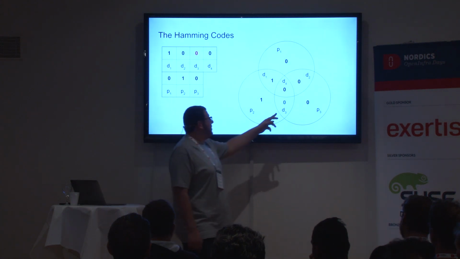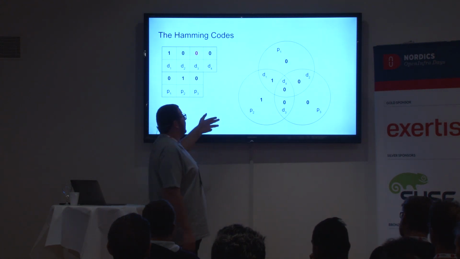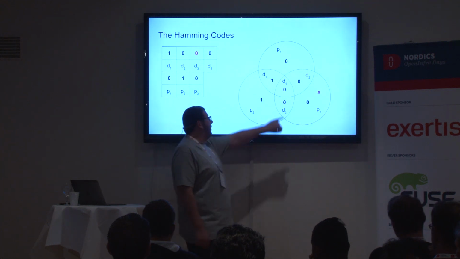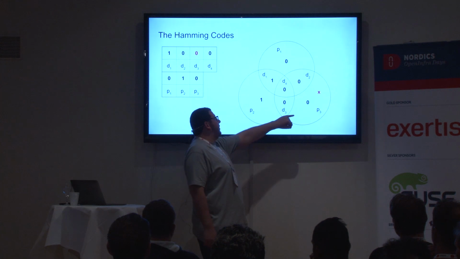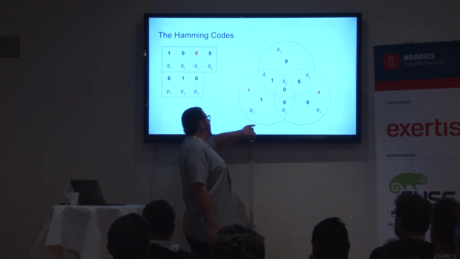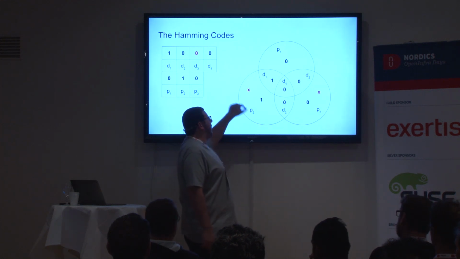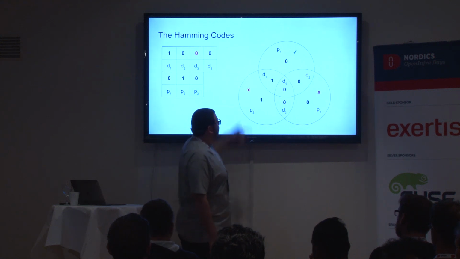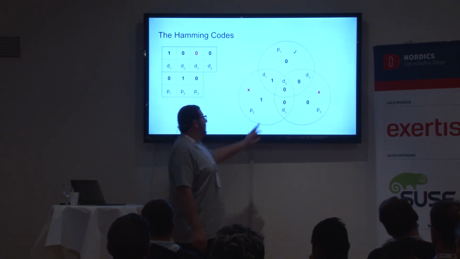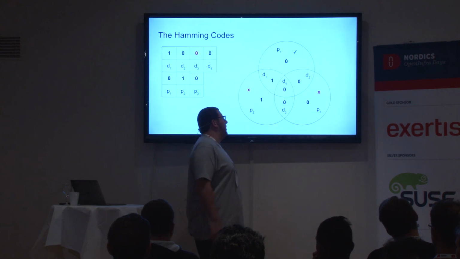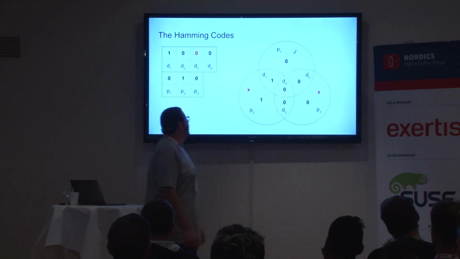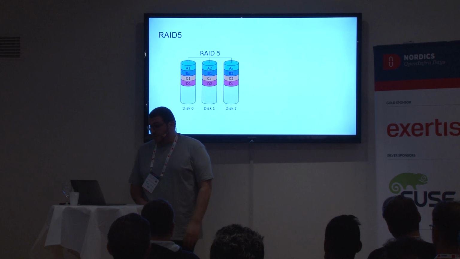So the D3 changes to 0. We can then recalculate the parity across each circle. For parity 3, we know that this should no longer be a 0, so there's something wrong there. Same again here. This doesn't quite add up, and the top circle does. So this tells us that it's D3 that's the offending bit, so we could change it back and correct it. So that's the basic idea of how the Hamming codes work.